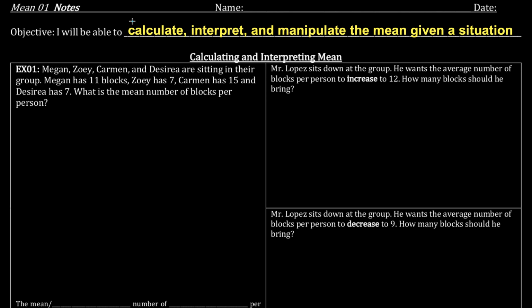All right, so in this lesson, we will calculate, interpret, and manipulate the mean, something called the mean, given a situation. So we're going to talk about this mean. This is the key point. The mean is, well, it's just easier to show you once again. So let's do that.